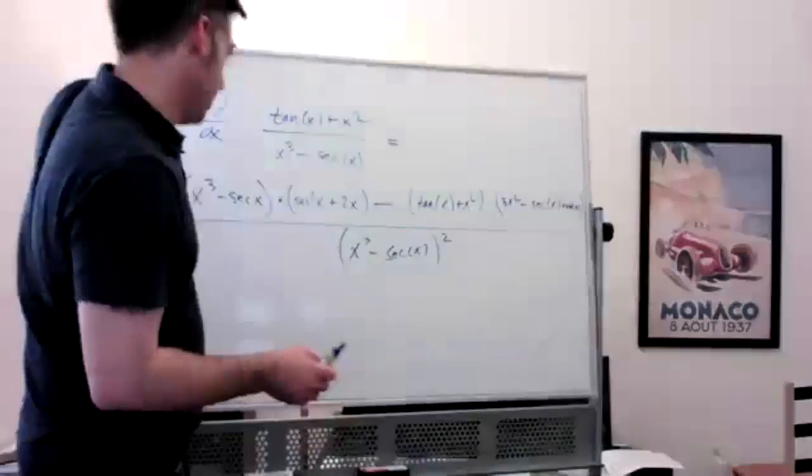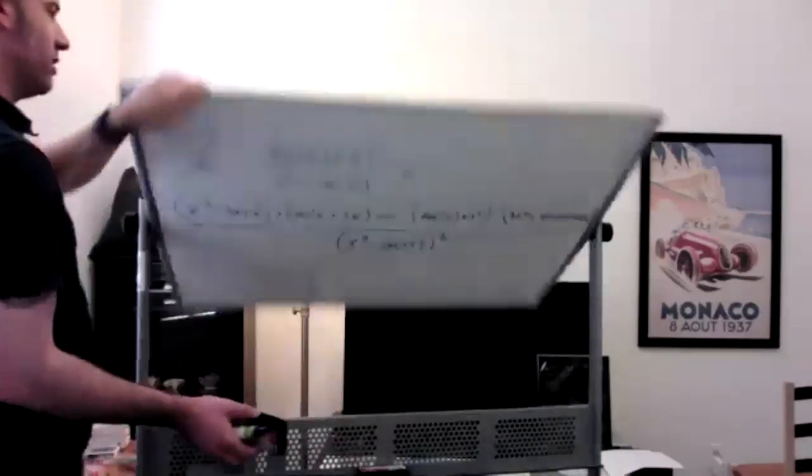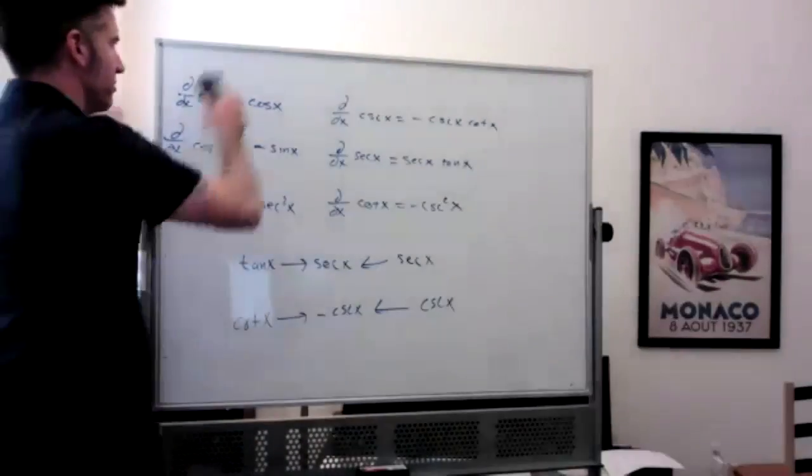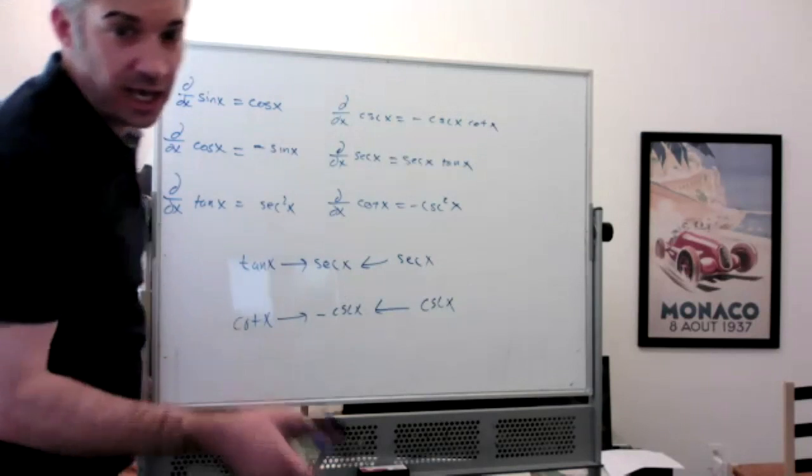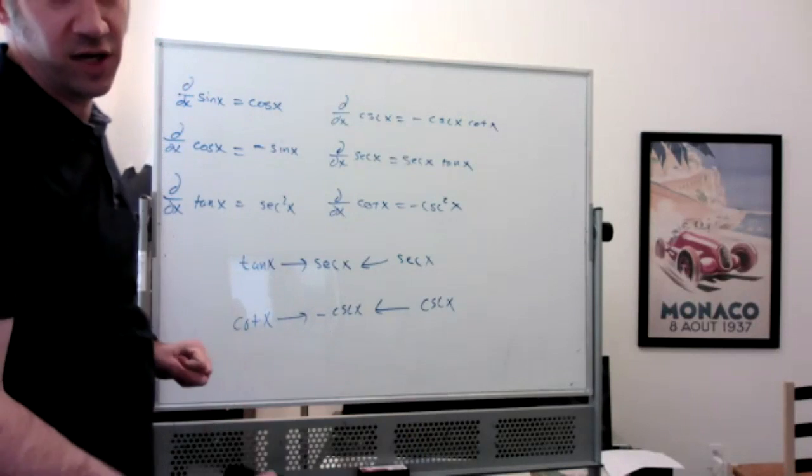I don't want to erase you yet. I just wrote on you. That's fine. You can erase it. Take a picture. Yeah, I was literally just about to go over to the chain rule.